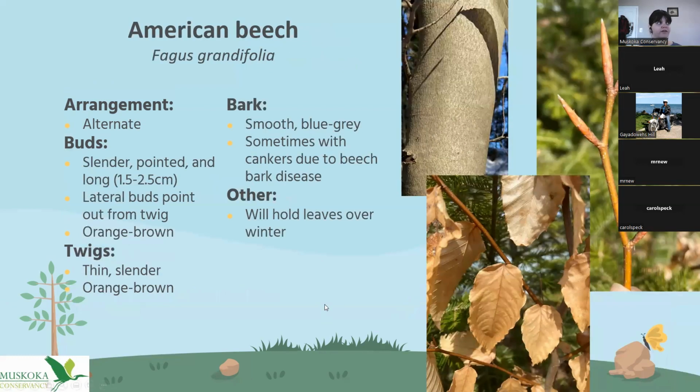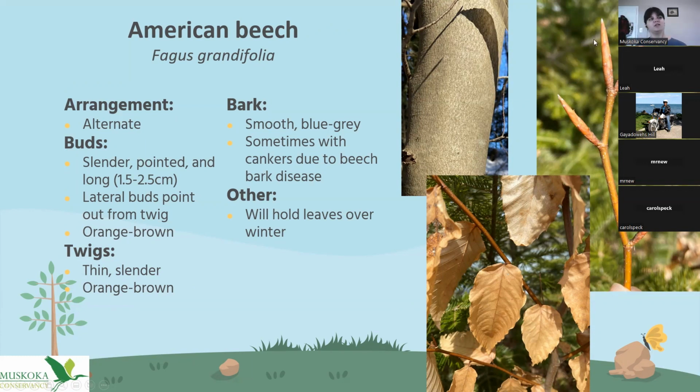American beech is Fagus grandifolia, and it is one of my favorite ones because it is very unique and very easy to identify. It has opposite arrangement, and its buds are very, very unique. So they are quite long, as you can see, 1.5 to 2.5 centimeters long. They are slender, and they are very pointed as well. The lateral buds will also point directly out from the stem, and they have a very unique color too. So pretty much everything about them is pretty unique.